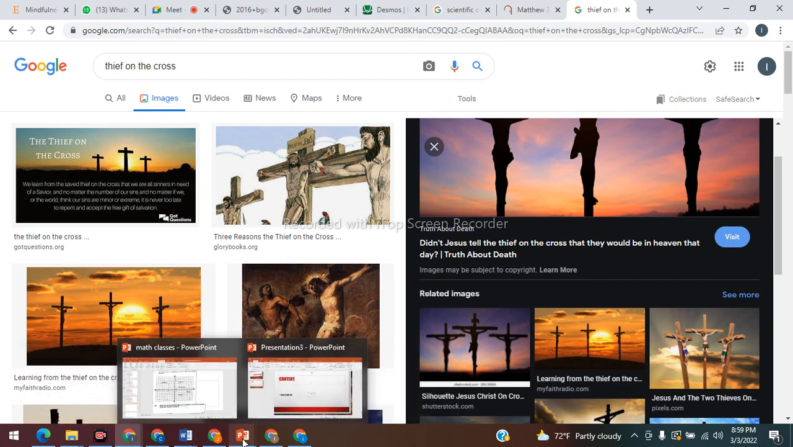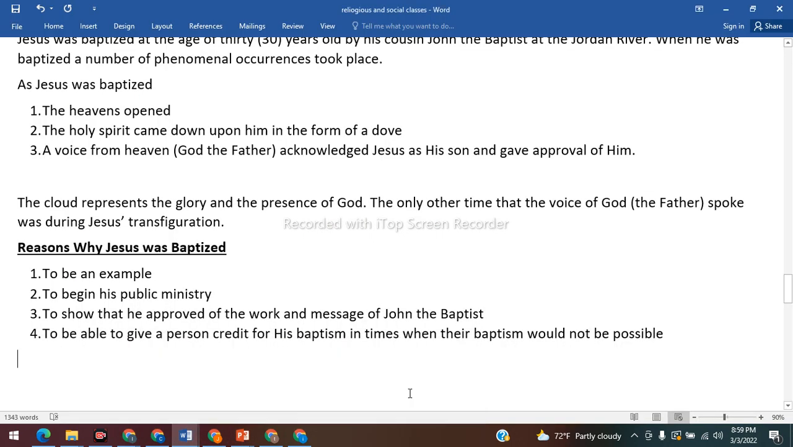Why? Because he was about to die. He's about to die. Exactly. He's literally on the cross. So therefore, Jesus' baptism would be appropriated on his behalf. You understand what I'm saying? You can explain more. Like, he is unable to be baptized.